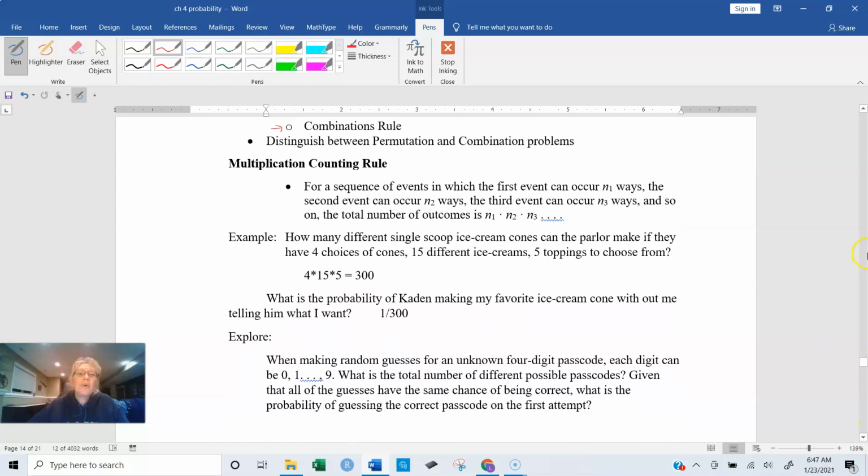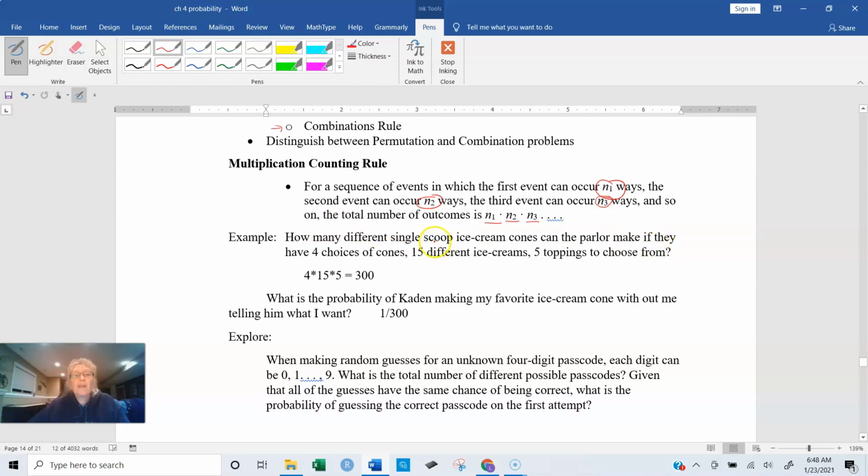Okay, the multiplication rule just means we have a sequence of events occurring n1 times, and then we have a second one that's n2 times, and a third one that's n3 times. To find the total number of outcomes, you just multiply them all together. And it will tell you how many total you have.